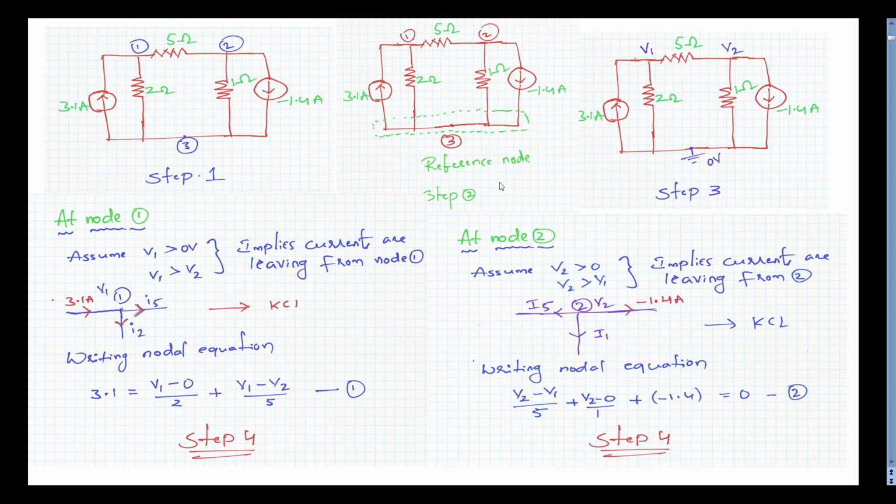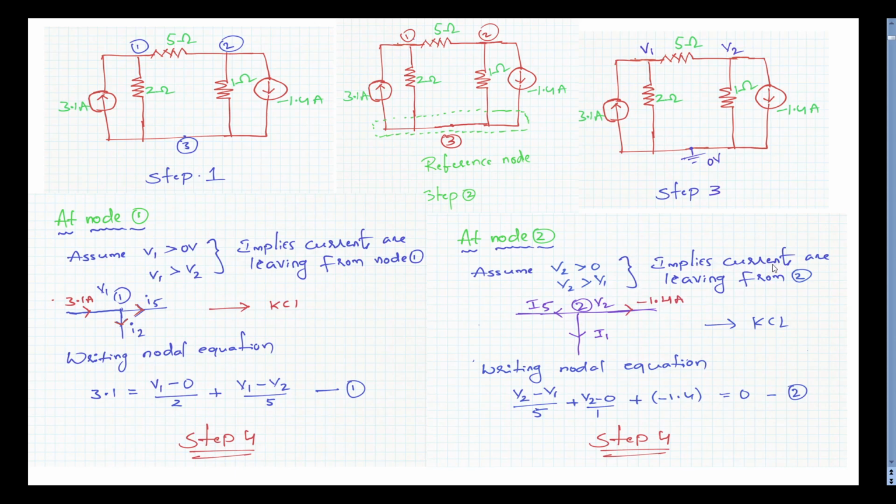Now apply nodal analysis at node 2. Write the nodal equation at node 2. What assumptions are we making? Assume V2 is greater than 0 and V2 is greater than V1. Since you are writing the nodal equation at node 2, the node 2 voltage is V2. So assume your node voltage is greater than the other voltages in the circuit.